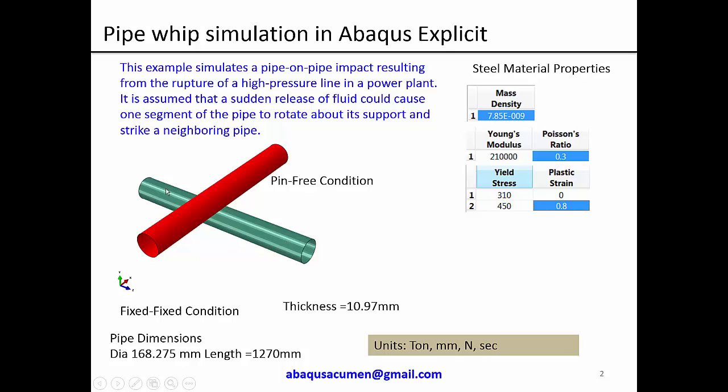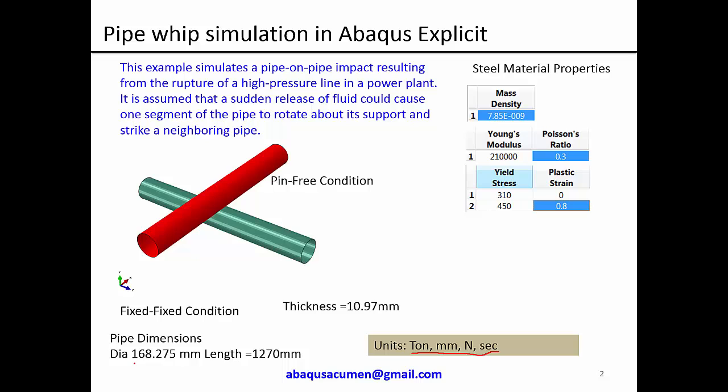Typically these pipes are 45 ksi steel pipe. The mass density is 7.85e-9 ton per millimeter cube. Modulus will be 210e3 MPa. 0.3 will be Poisson's ratio. 45 ksi steel means around 310 MPa is the yield, and 450 is the point where the plastic strength will be 80%, so you get a tangent modulus out of this. The units we are going to follow are ton, millimeter, Newton, second, SI units.